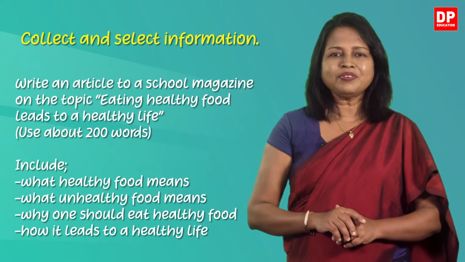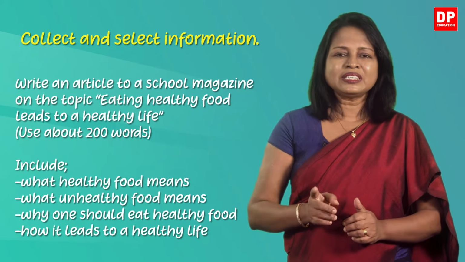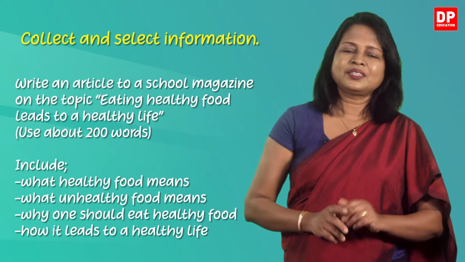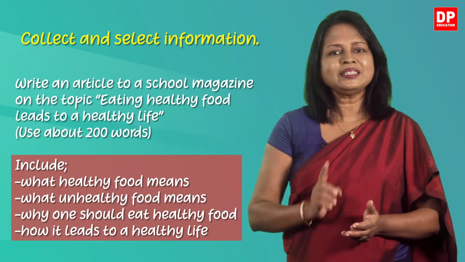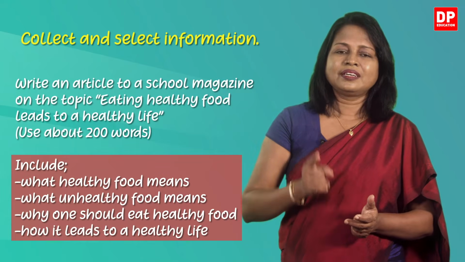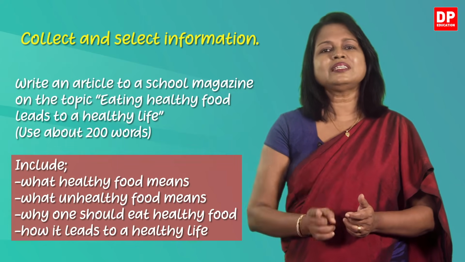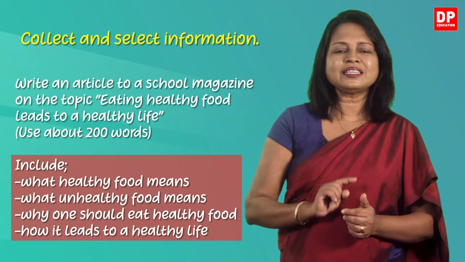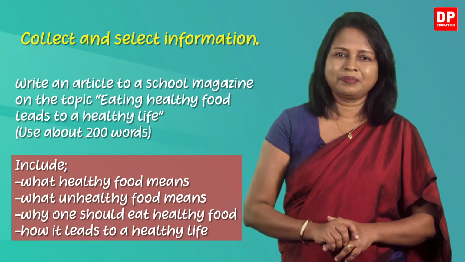Okay, what information will you collect related to the topic? Your work is easy as it is given in the question. According to the question, you have to include what healthy food means, what unhealthy food means, why one should eat healthy food, and how it leads to a healthy life. So you have to collect and select information related to these areas only.